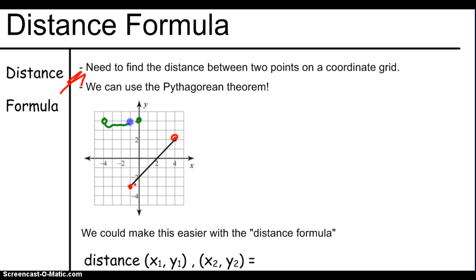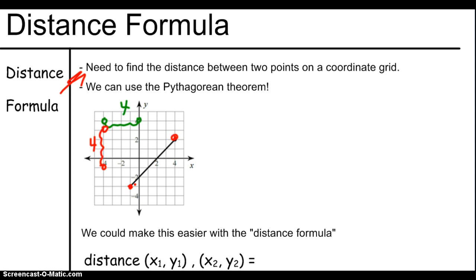1, 2, 3, 4. Those are 4 apart. Or perhaps if they were just vertical, like this point and this point. Those are 1, 2, 3, also 4 units apart. But it's a little more difficult with these two that are kind of diagonal from each other.